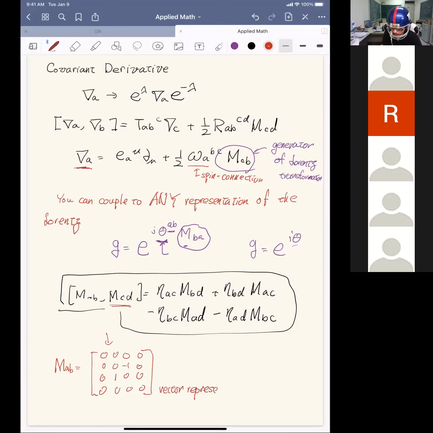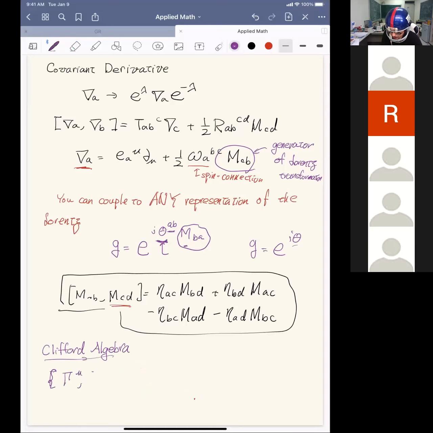But, for those of you who've taken a linear algebra class, you know that this is not the only representation that you can have. There's actually something more fundamental than the vector representation, and that is the spinor representation. That representation is defined by what is called the Clifford algebra, which is just saying that you first find a series of matrices which satisfy this anti-commutation relation.